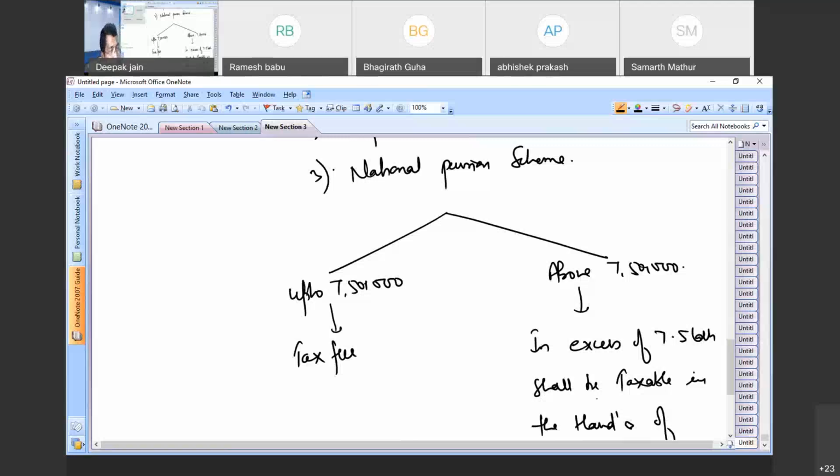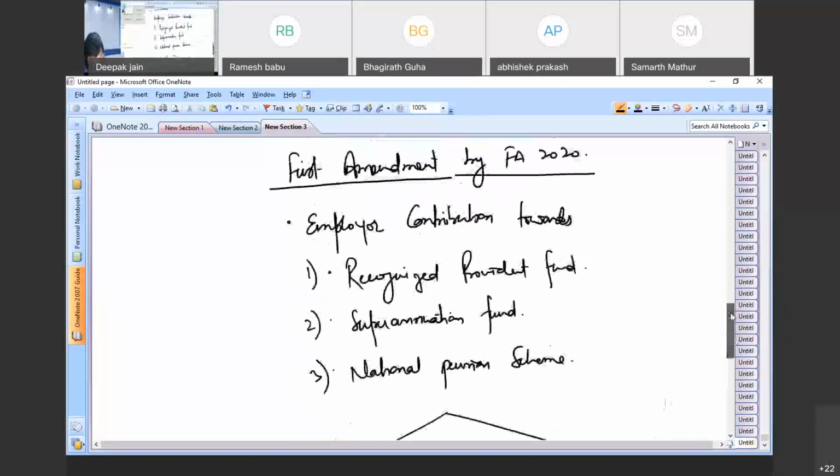Suppose contribution amount is 9 lakh, how much would be taxable? 1.5 lakh. If contribution amount is 12 lakh, how much would be taxable? 4.5 lakh. If contribution is 7 lakh, it is fully exempted. So this one is amended from Finance Act 2020.